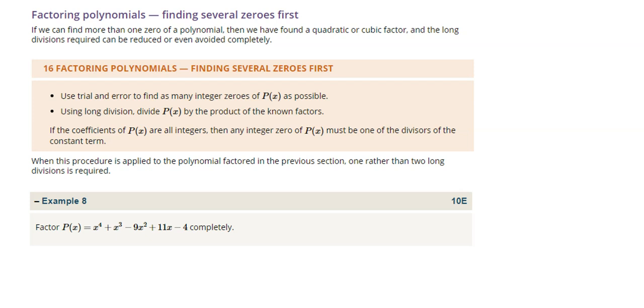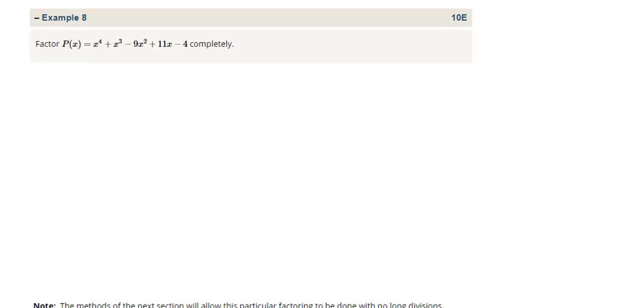Okay, so when this procedure is applied to the polynomial factored in the previous section, rather than having 2 long divisions, you can do less than that. So factor this thing completely. P of x equals x to the 4 minus x to the 3. So what are the possible alpha values? When I say alpha values, I mean zeros. What are the possible zeros that could factor this? 4 minus 4, correct, yeah. So it's going to either be x equals 1 or -1 or 2 or -2 or 4 or -4.